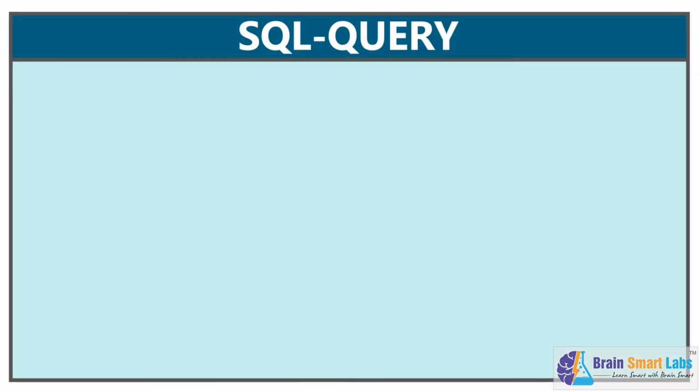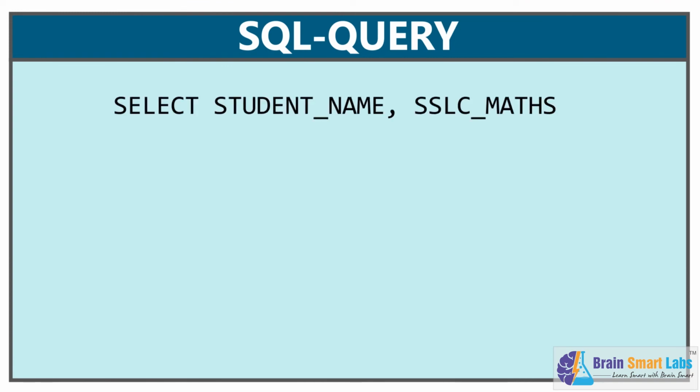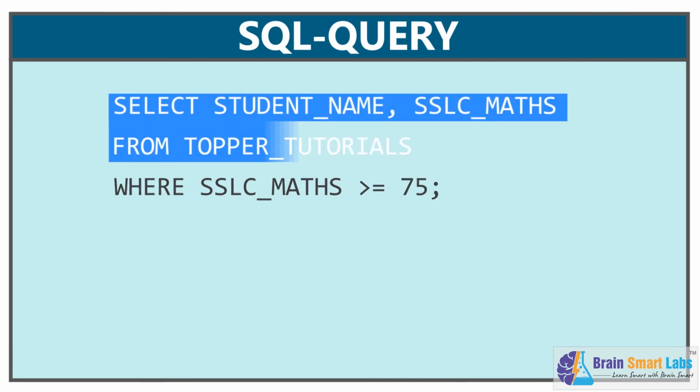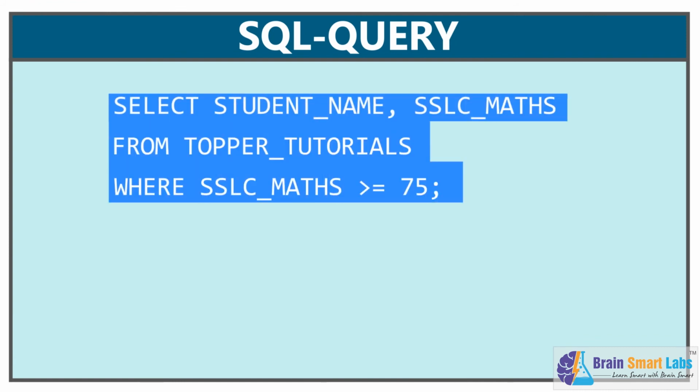Coming to the query section, we have to start writing the following code. That is, select student name, SSLC maths in the first line and press enter. From topper tutorials in the second line, as this is a table we want to query. In the last line we write where SSLC maths is greater than or equal to 75 and semicolon to end the query as shown here. If you highlight the above query and run the same by pressing the run button, you will get the desired output as seen over here.